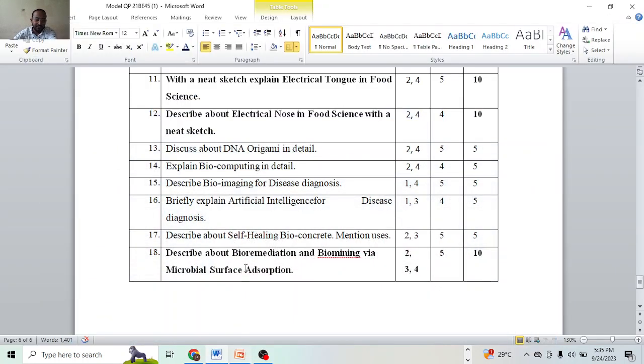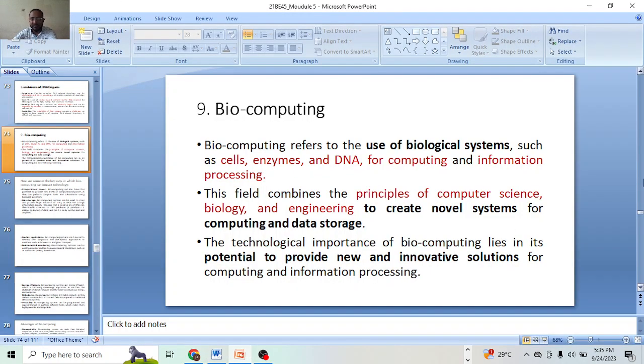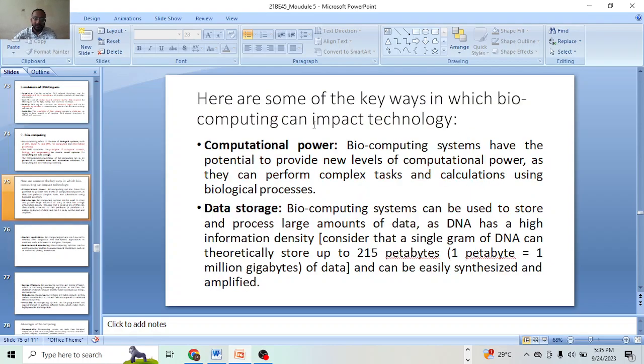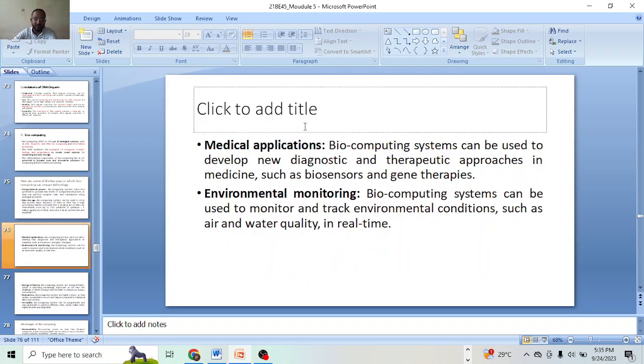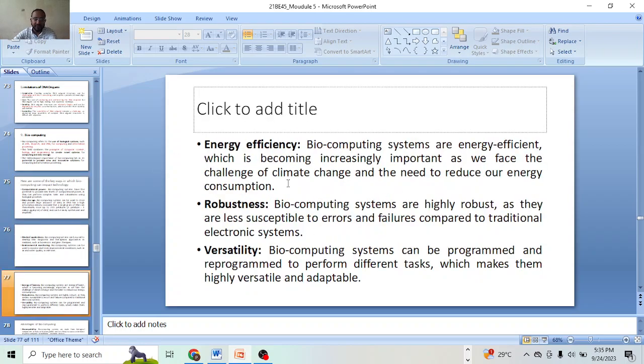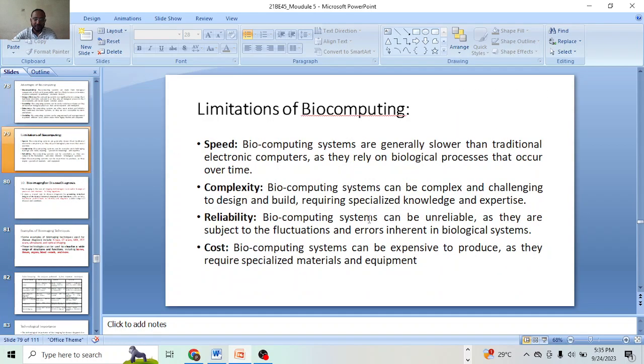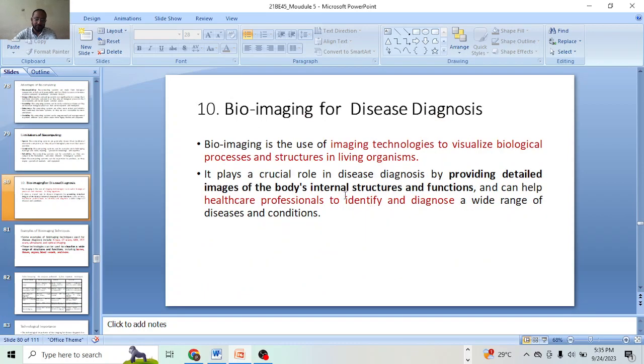Next, bioprinting. Explain bioprinting in detail, 5 marks. Introduction, 1 mark, don't spend much time. Here are some of the key ways; you mention all the key ways. So 2 marks you might get there. And then advantages and limitations 1 mark. So 2 plus 2 plus 1.